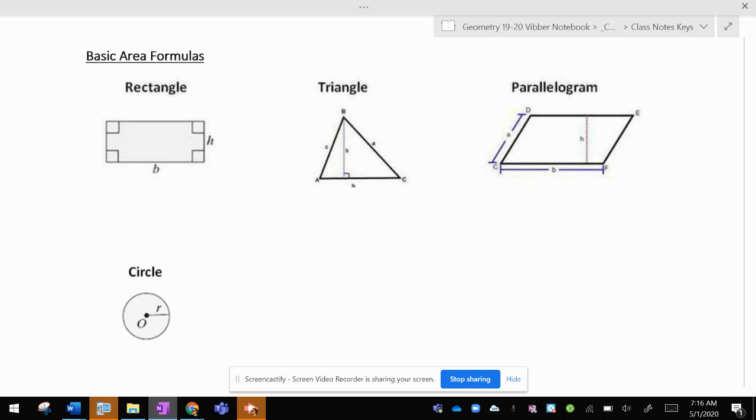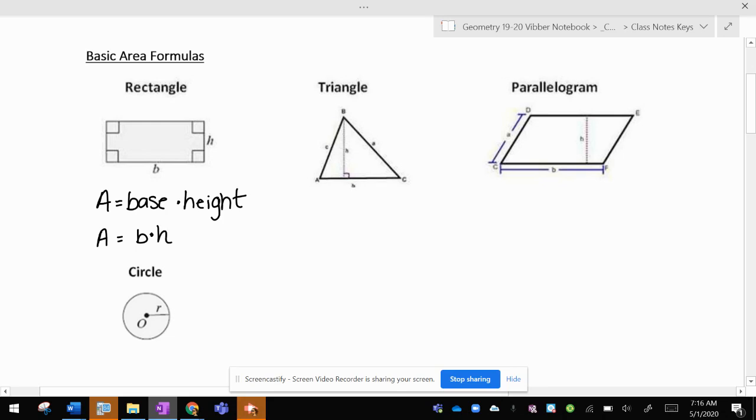So let's say you want to find the area of a rectangle. This one I know you learned in elementary school. If I have a rectangle where I have all right angles, the area of a rectangle is just the length of the base times the height. You might also have seen this as length times width instead of base times height. Basically, you are just multiplying two of the sides together. So the area of a rectangle is just base times height.